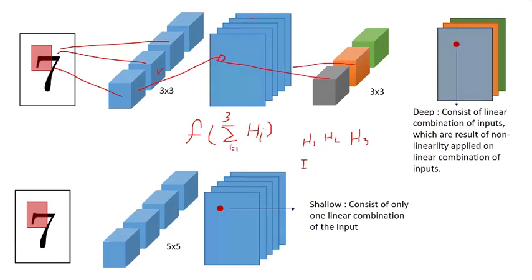Sir, pointer नजर ही नहीं आ रहा था. Oh, okay. Yeah, the pointer. Okay, can you see it now? Can you see my mouse? No, sir.